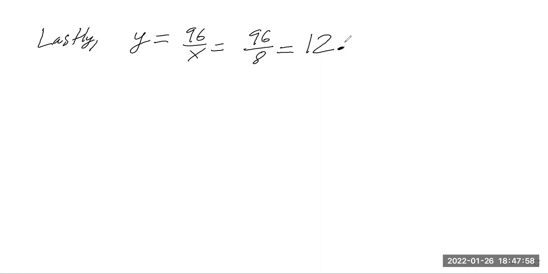Lastly, to find our other dimension, we need to figure out, what is y? Well, y was equal to 96 over x. That's 96 over 8. That's 12. Now, are x and 12 the dimensions of the poster itself?